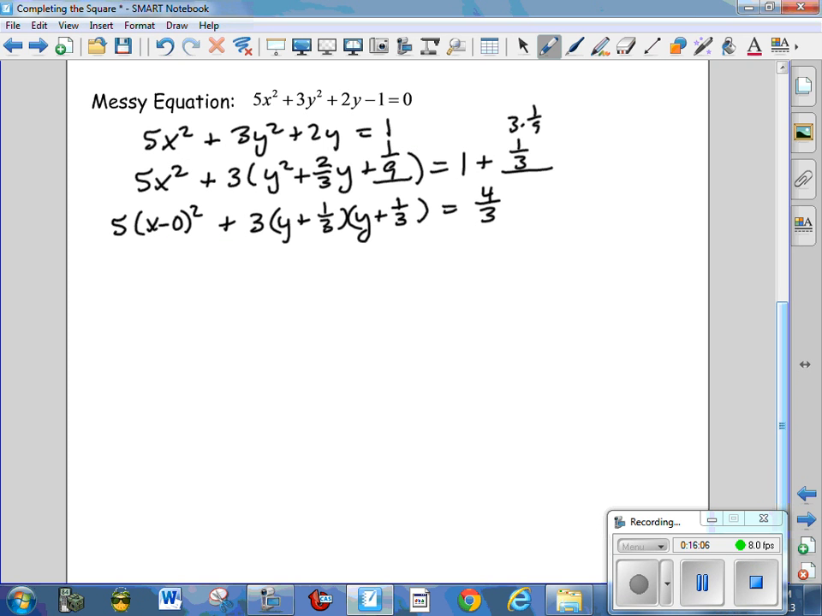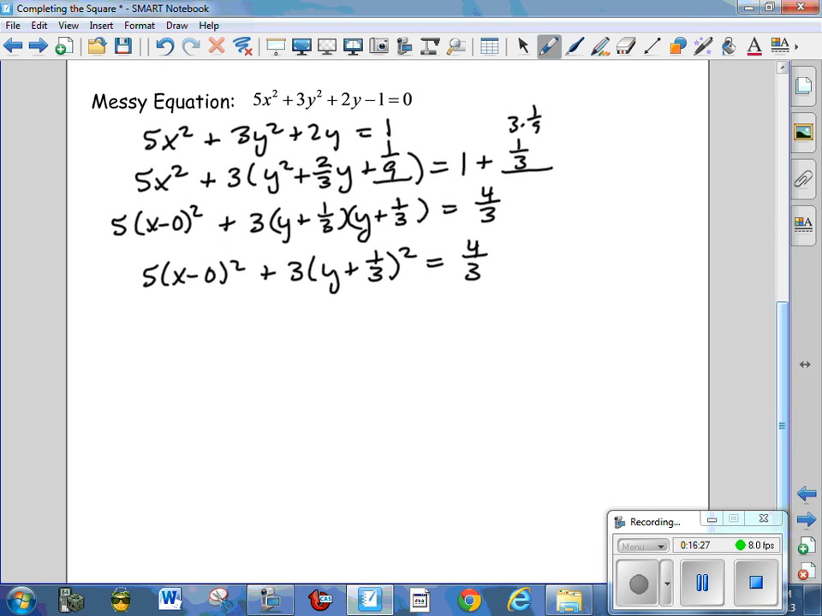Don't put it as 1 1/3. In algebra, always use the improper fraction. Also, don't put it in decimal form because it's not an exact decimal, so you will just create error in your answer when you do that. Same thing with the 1/3. Okay, so this can be 5 times x minus 0 squared plus 3 times y plus 1/3 squared equals 4/3.